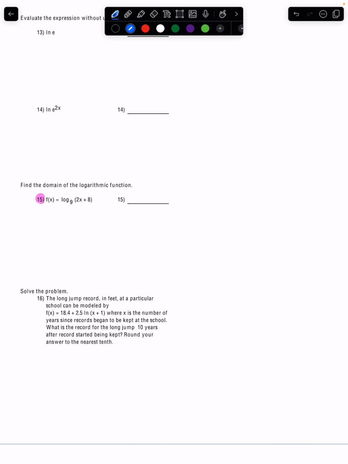Let's see. Number 15 says find the domain of the logarithmic function. The way to think about this is to look at the inside piece and set it greater than 0. So for us, that would be 2x plus 8 greater than 0. Let's get x by itself, subtract 8 from both sides, divide both sides by positive 2, and we get x is greater than negative 4.